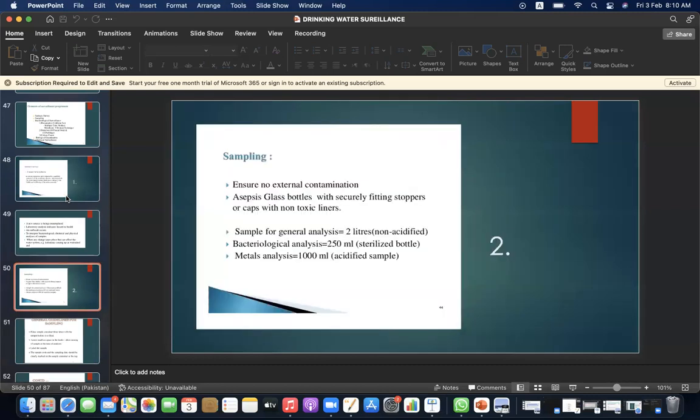Ensure no external contamination. Use aseptic glass bottles with securely fitting stoppers or caps with no toxic liners. Sample for general analysis is 2 liters, non-acidified. Bacteriological analysis requires a 250 ml sterilized bottle. Metal analysis requires a 1000 ml acidified sample.